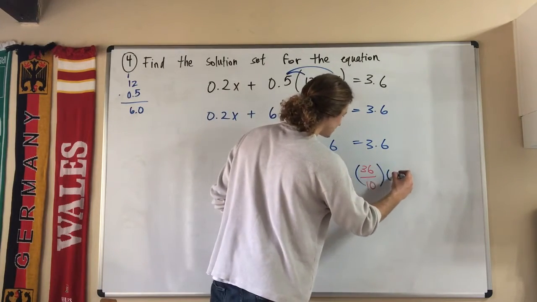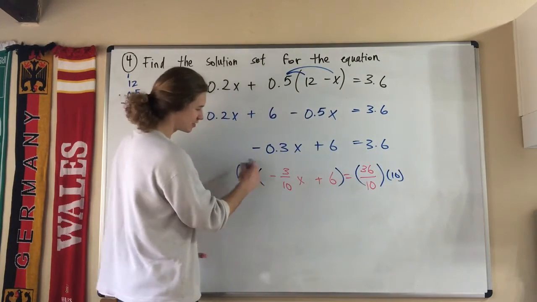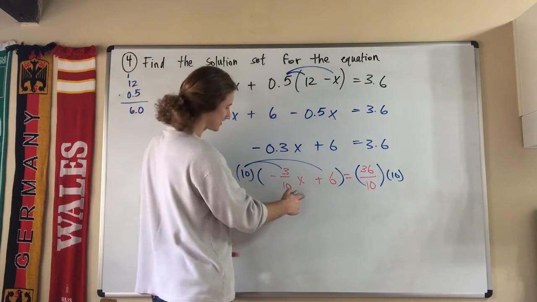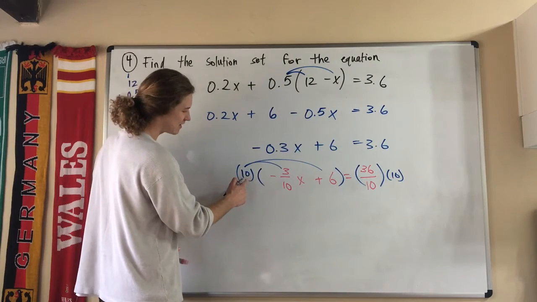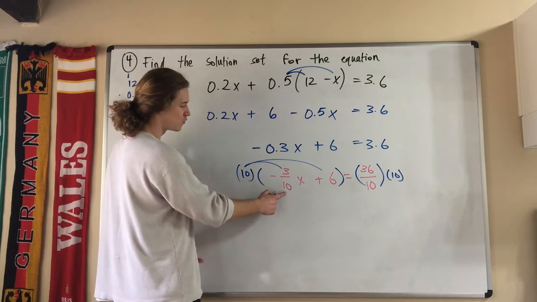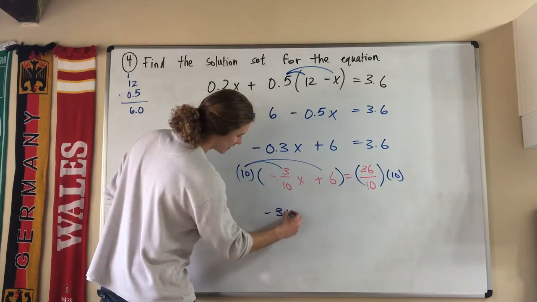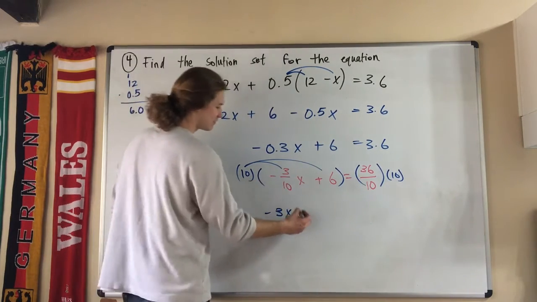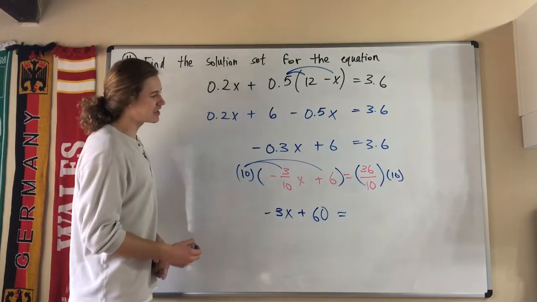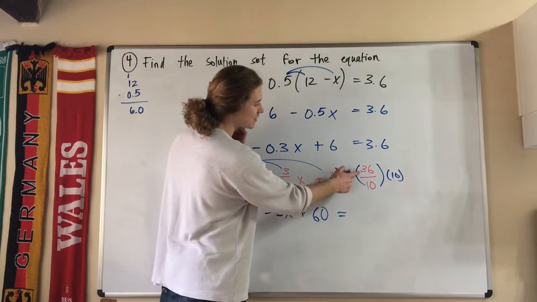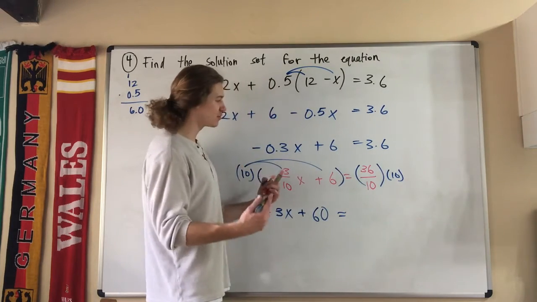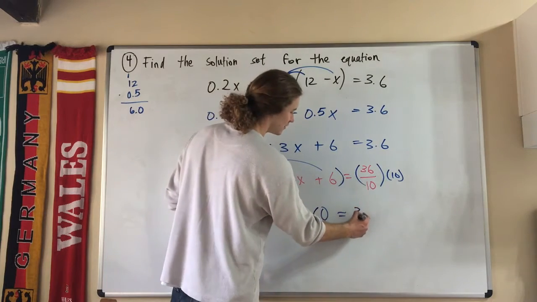So if I multiply both sides by 10, what happens? Let's distribute the 10 here, the 10 here. 10 times negative 3/10 times x is the same as 10 times 1/10 times negative 3 times x, or 10 divided by 10 is 1 times negative 3x. So we have negative 3x. 10 times 6, that's just 60, equals 36/10 times 10. Think about this. This is 36 times 1/10 times 10. 10 and 1/10 are reciprocals, they multiply to 1, so we just have 36 times 1, or 36 on the right-hand side.